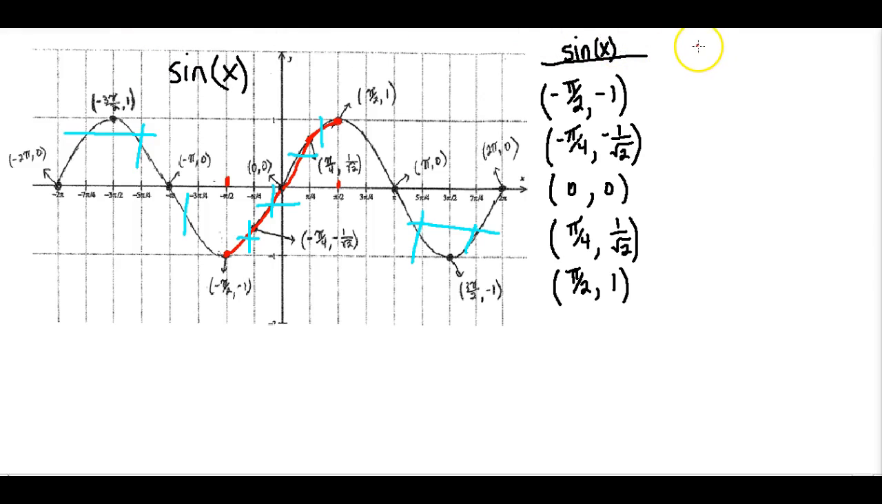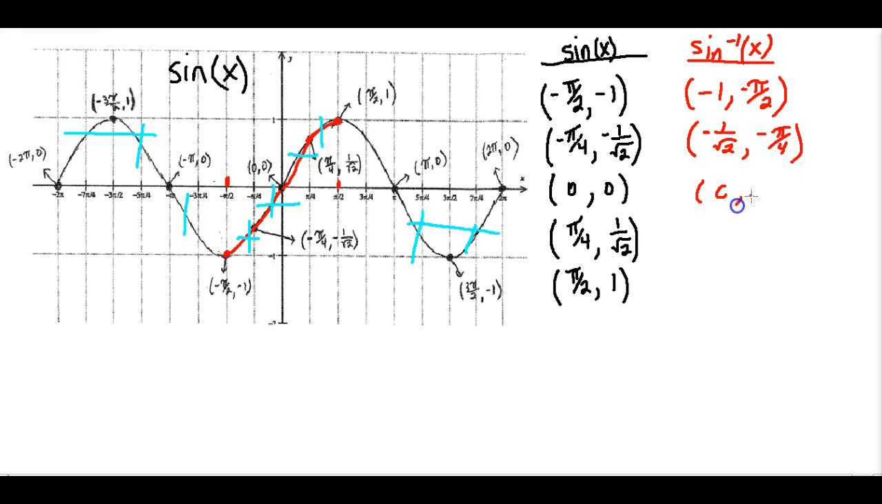As you see, we have some key points here for sine x. If we wanted the key points for inverse sine x, all we would do is interchange these points. Instead of minus pi over 2, negative 1, it would be negative 1, minus pi over 2. So we just interchange. Similarly, instead of negative pi over 4, negative 1 over square root of 2, now we have negative 1 over square root of 2 and negative pi over 4. And of course, the point 0, 0 will stay the same.